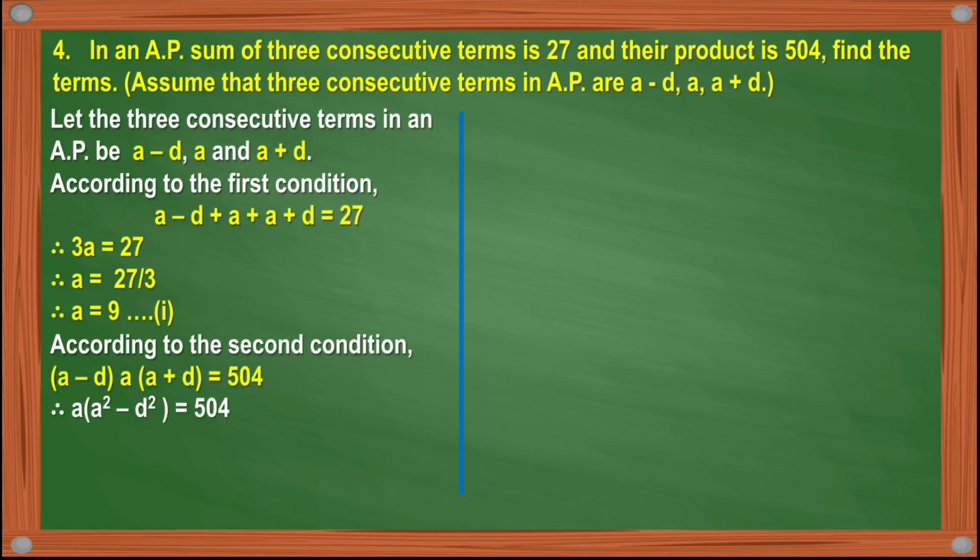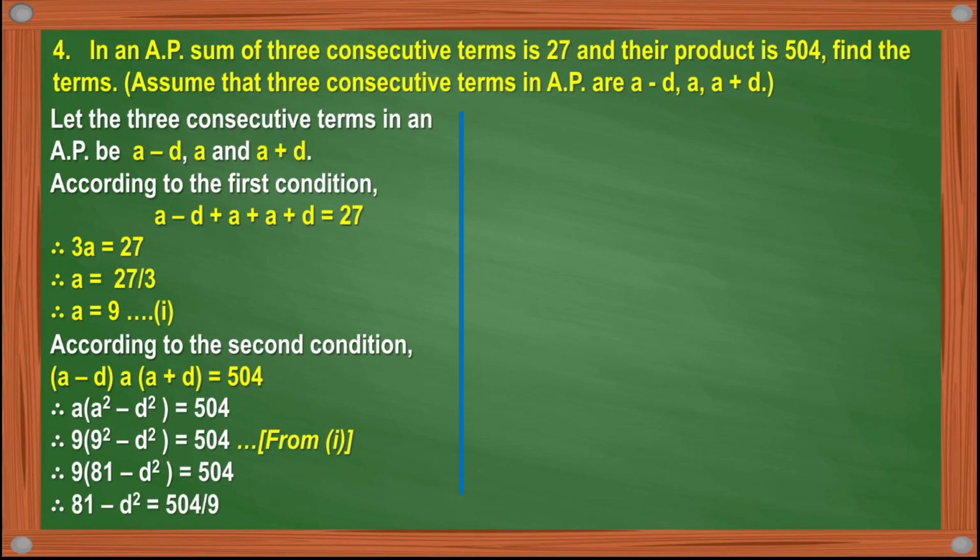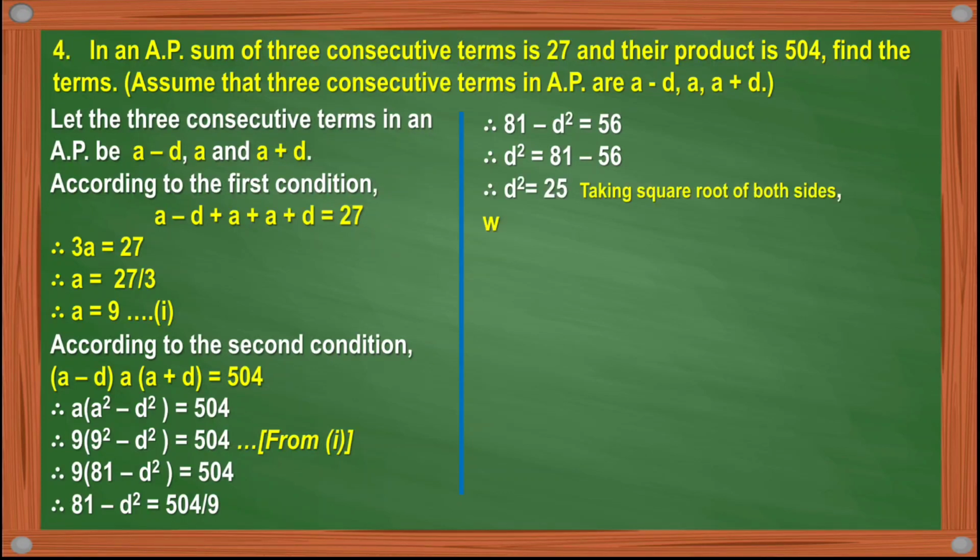Product is 504. Then we are going to put the value of A. I have explained you this question before. Therefore 9 multiplied by 81 minus D square equals to 504. 9 will go to division. We will get 81 minus D square equals to 56. Therefore D square equals to 81 minus 56 equal to 25. Therefore D equals to plus and minus 5.